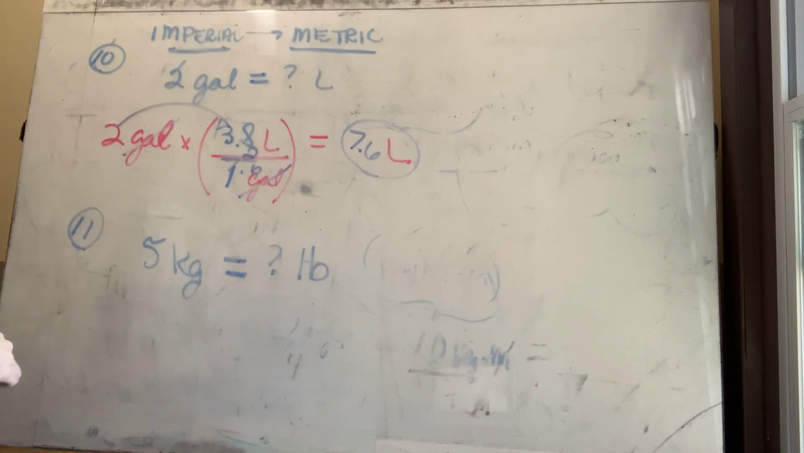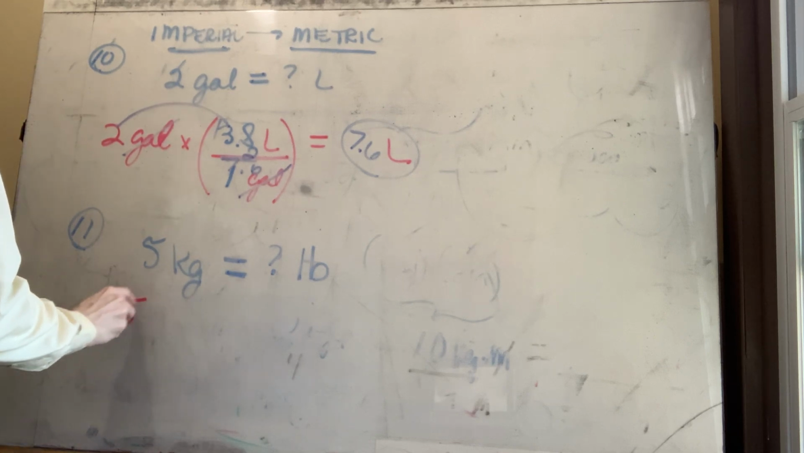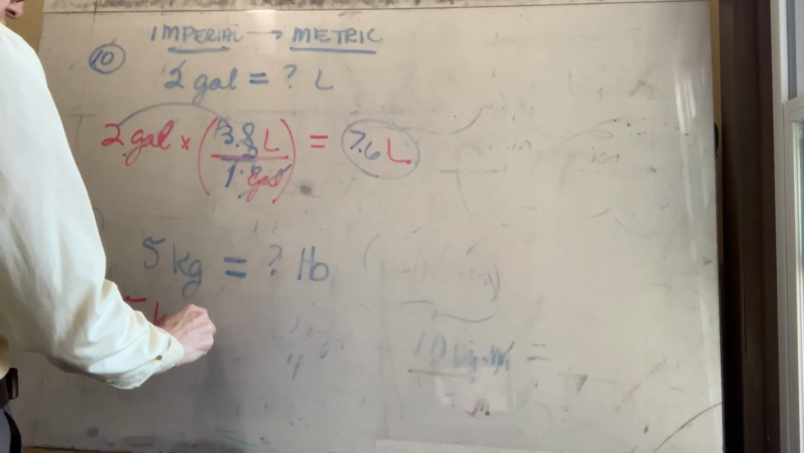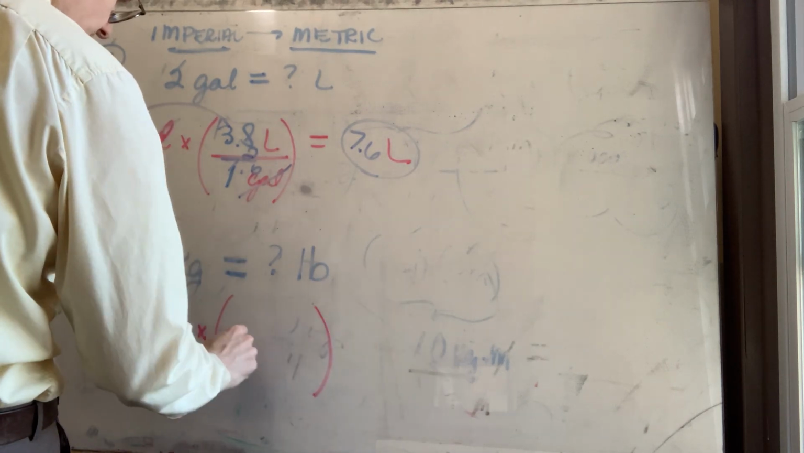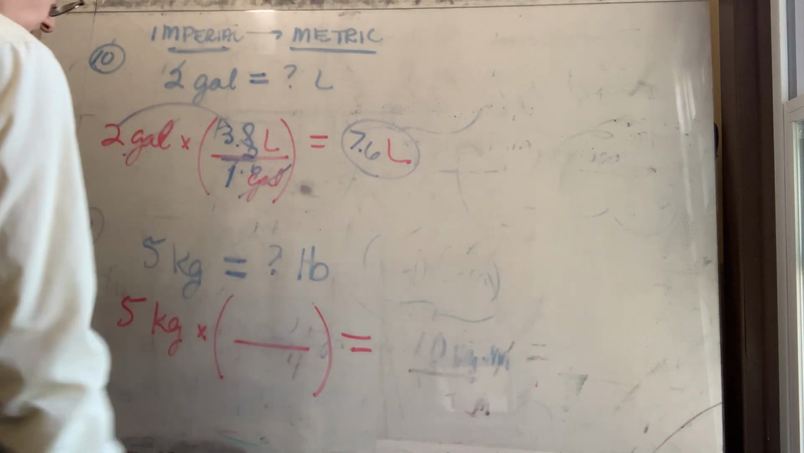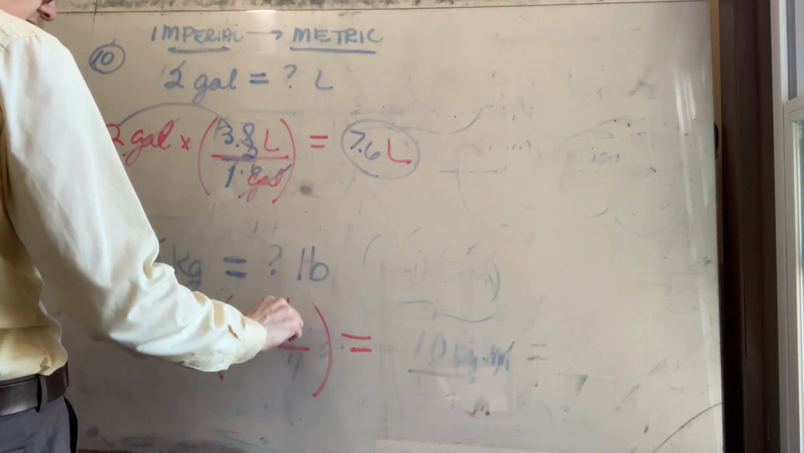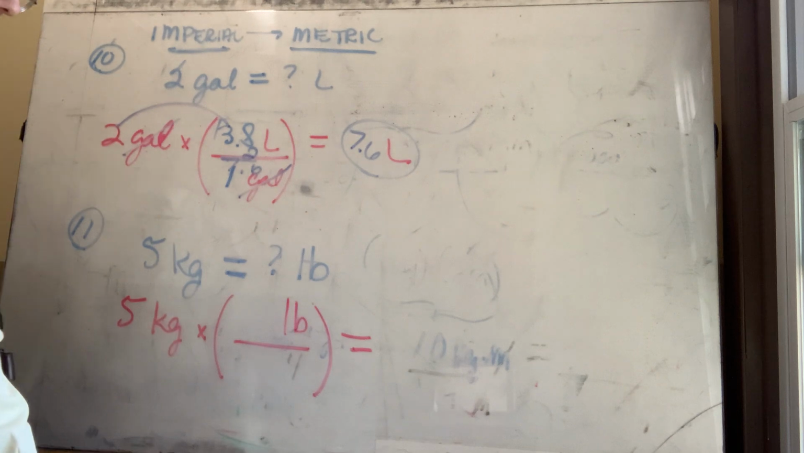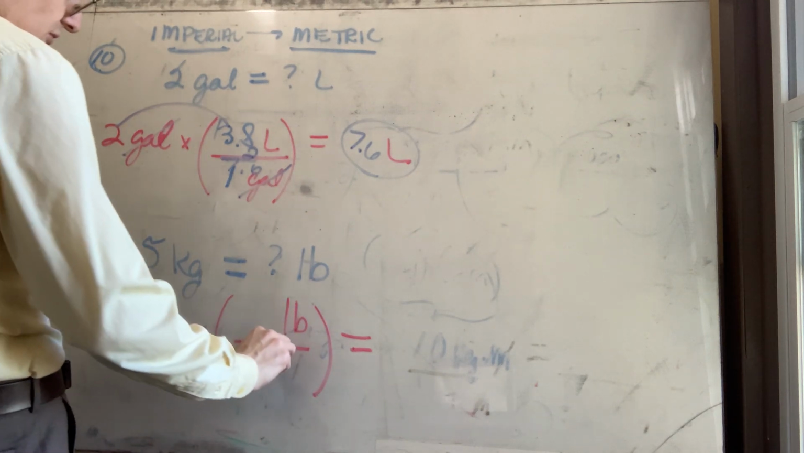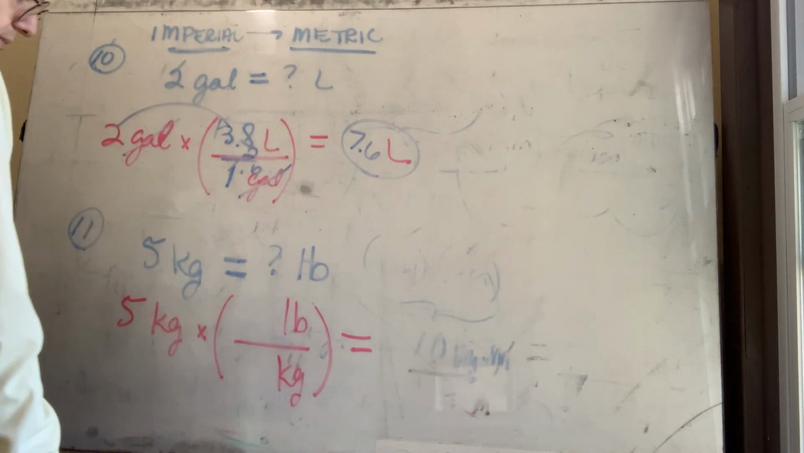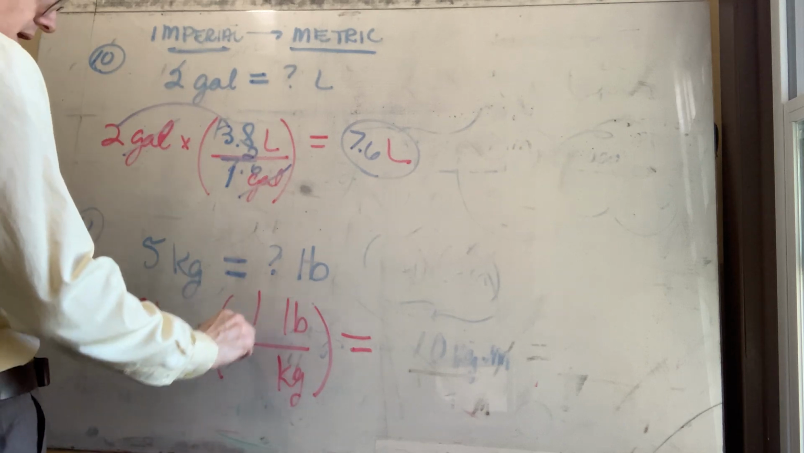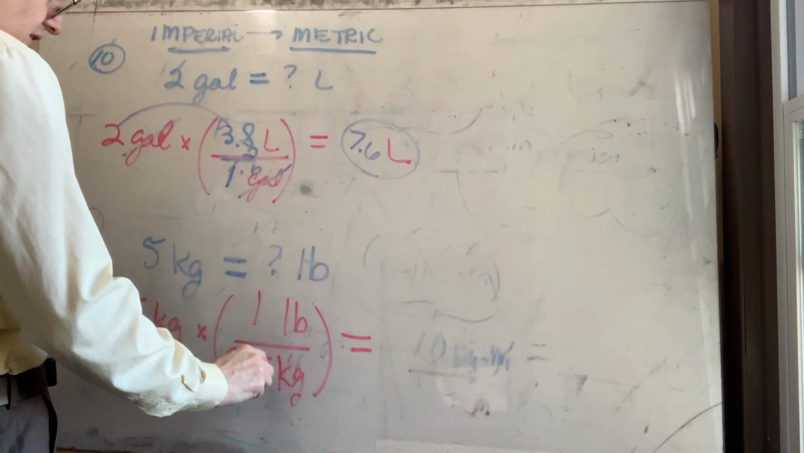Okay, again, start with what is given, 5 kg. The conversion factor that is available, at least on the table, is that, well, let me figure this. If pounds is what you want, that has to be above the line. If kilograms is what you're looking to cancel, that has to be below the line. In 1 pound, there's 0.45 kilograms.